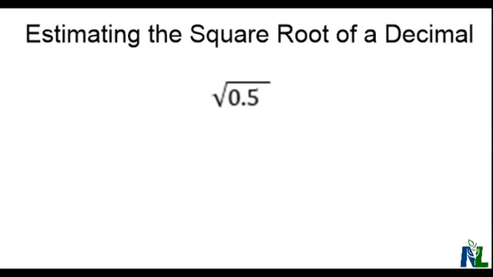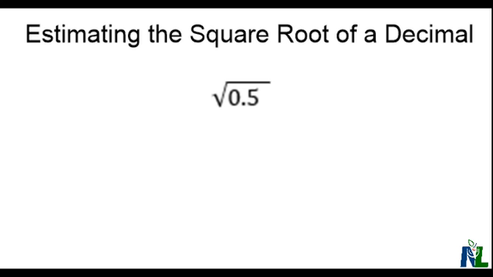We're going to look at estimating the square root of a decimal that's not a perfect square. The example that we have is 5/10 or 0.5. It's not a perfect square, but it is near some perfect squares. We know that our perfect squares have to have an even number of decimal places, so we're going to be comparing this to things with an even number of decimal places.